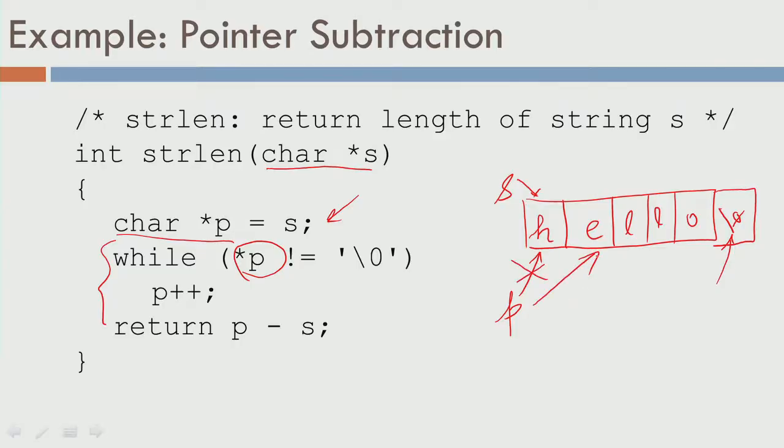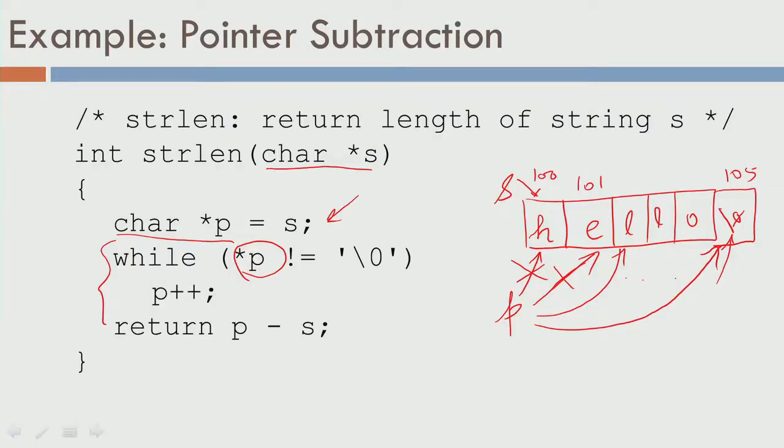So, p has already moved by one location, right. It has started pointing at s of 1. S of 1 is e and it is not backslash 0. So, the while loop will continue, it will start pointing at L and this will keep happening and it will stop when p points at backslash 0. So, let us assume that this is at location 100, this is at 101 and so on, this will be at location 105. So, when the while loop stops, right, the while loop will stop when star p is equal to 0, right.